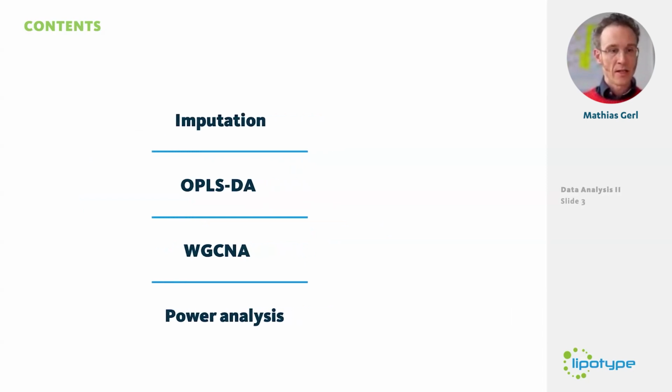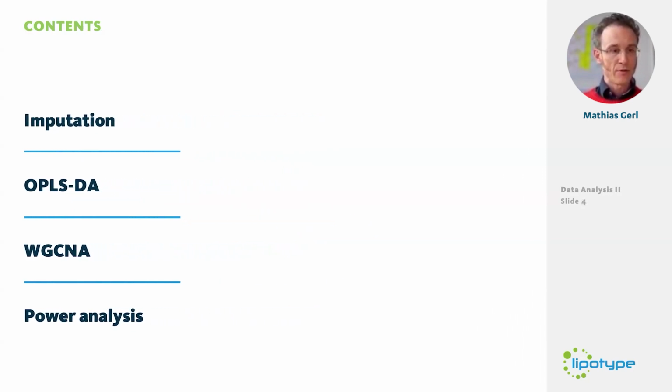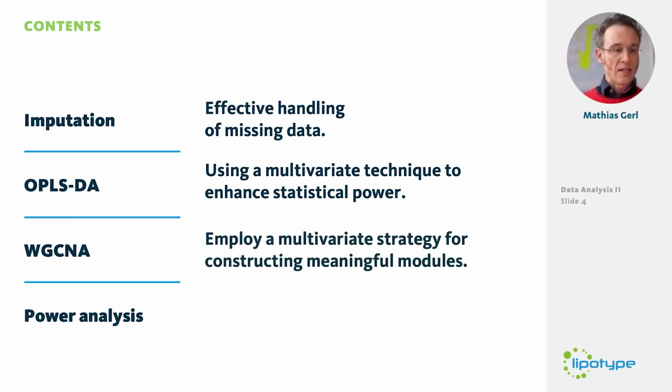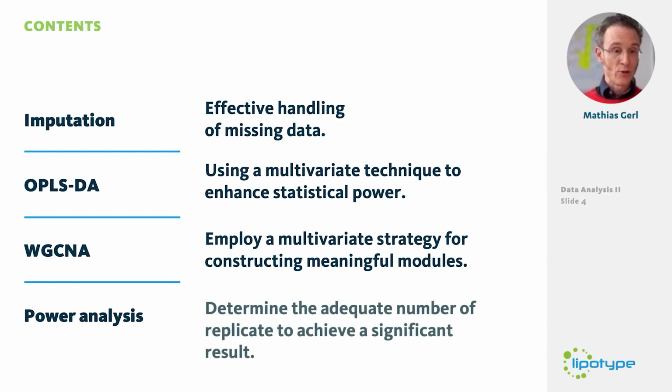power analysis. Just a heads up, imputation is about handling missing data. OPLS-DA is a multivariate technique to enhance statistical power. WGCNA is also a multivariate technique to enhance power, but it has the added benefit of constructing meaningful modules. And if that doesn't all help, you can do power analysis and determine the adequate number of replicates you should have had to get a proper result.